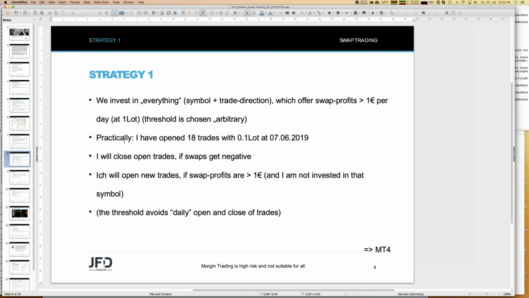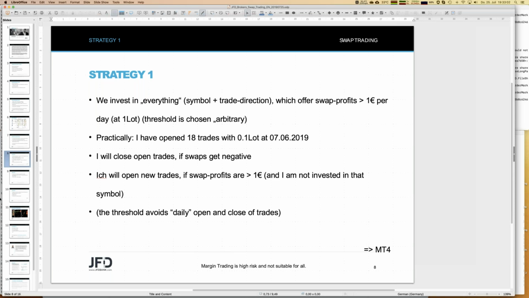That kind of threshold, the idea behind it is to avoid any daily opening and closing of a trade. Because in principle, it might be that we have 1 cent positive swaps, and the next day we have 1 cent negative swaps. And always buying and selling that instrument, that's not a good idea, because then we always have to pay commission and spread.